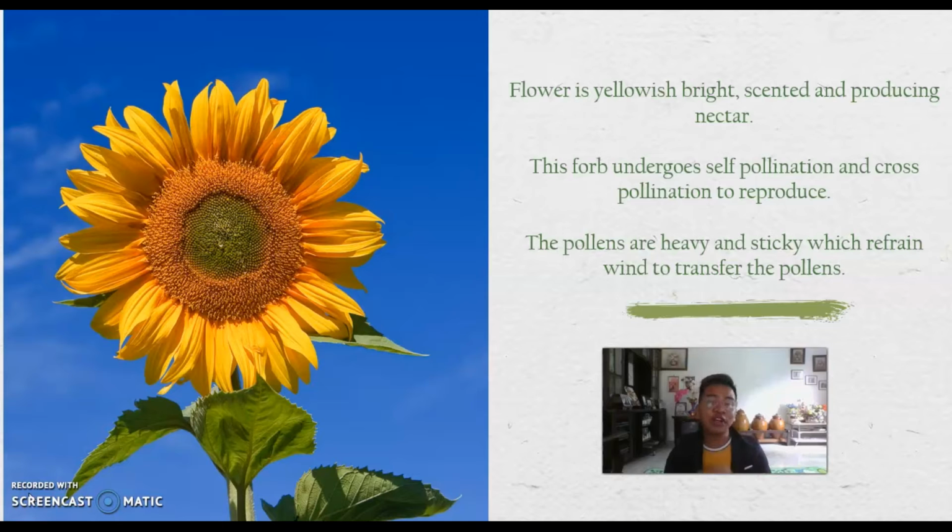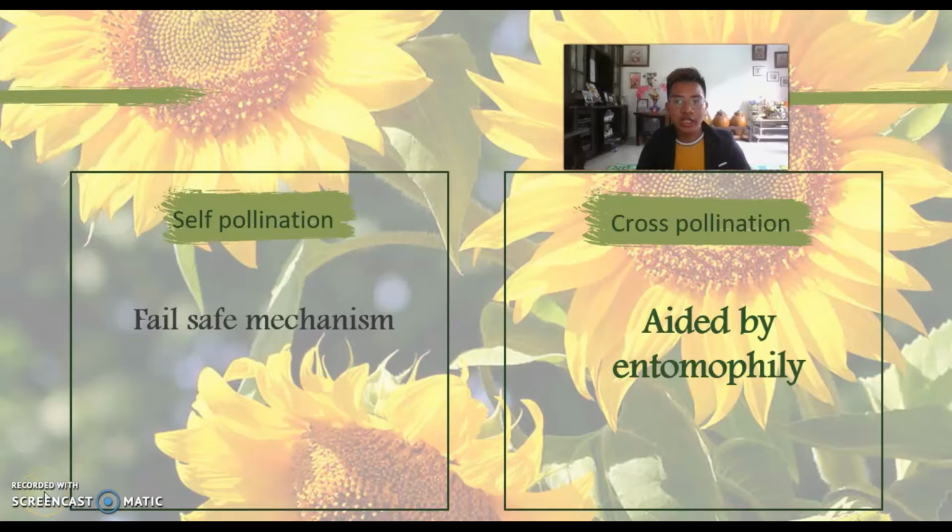The transfer of the pollens by wind is refrained due to the fact that the pollens are very sticky and quite heavy. The self-pollination in sunflower is called the Fel Cell Mechanism, while the cross-pollination is aided by insect pollinators, or called the entomophily.